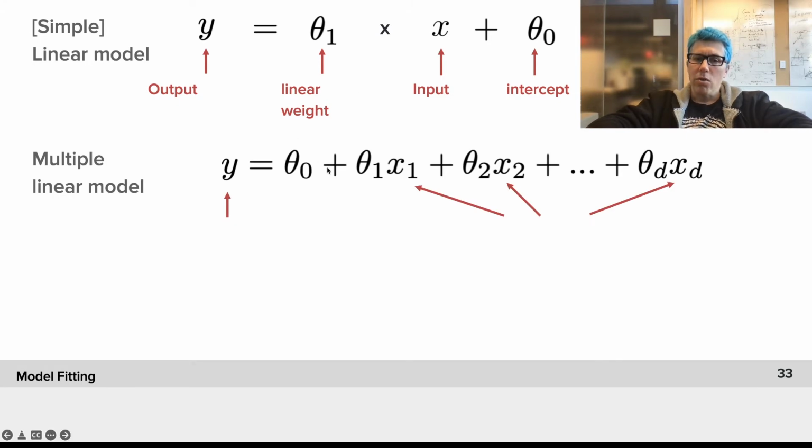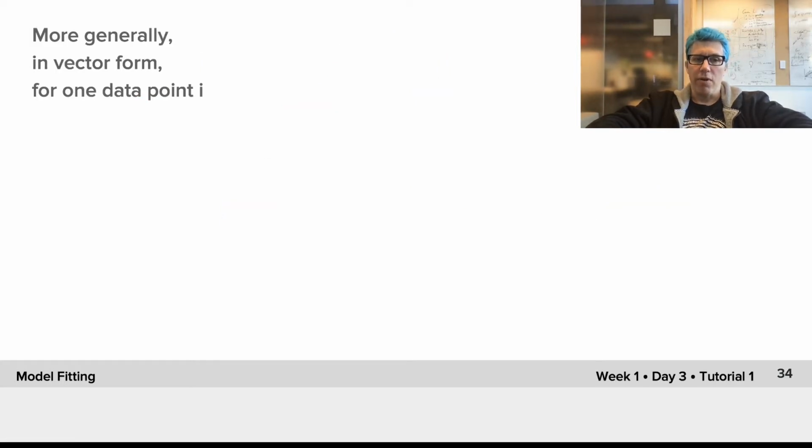Now, we could also have a scenario where the input is not just a scalar, but a vector, where you could say it has multiple features. In that case, we can also have a linear model where y is theta 0, that's just the intercept, plus theta 1 times x1, plus theta 2 times x2, and so on and so forth, up to theta d times xd. More generally, in vector form, for one data point i, we could say yi, the output, is theta transpose, which is a vector, times xi. And this would be the case for the first data point, the second data point, and so on and so forth.